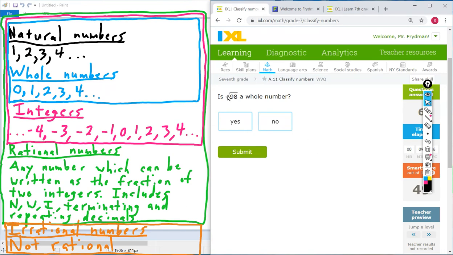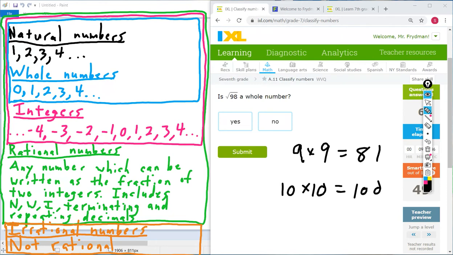Is the square root of 98 a whole number? This question is asking me, is there a whole number that when I multiply it with itself, I get 98? So what about 4 times 4? Is that 98? No. What about 5 times 5? Is that 98? No. And in fact, I know that 9 times 9 would be 81, and 10 times 10 would be 100.